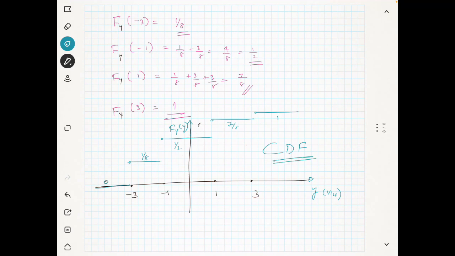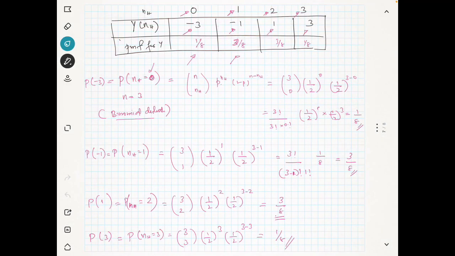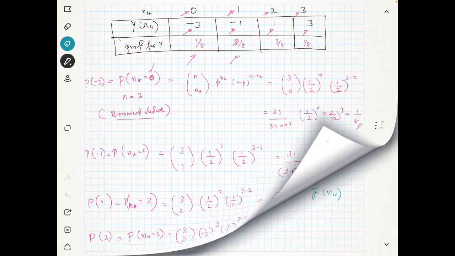Now the second part of the question is to express the probability that the modulus of Y is less than or equal to y in terms of the CDF of Y. So what is it?